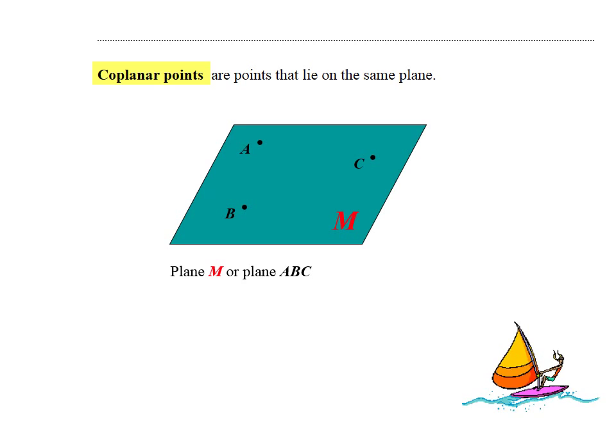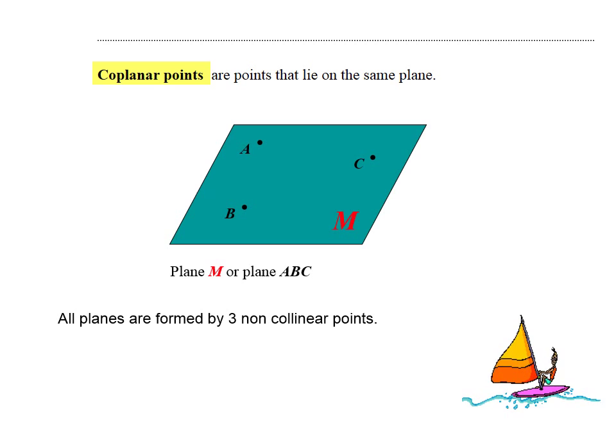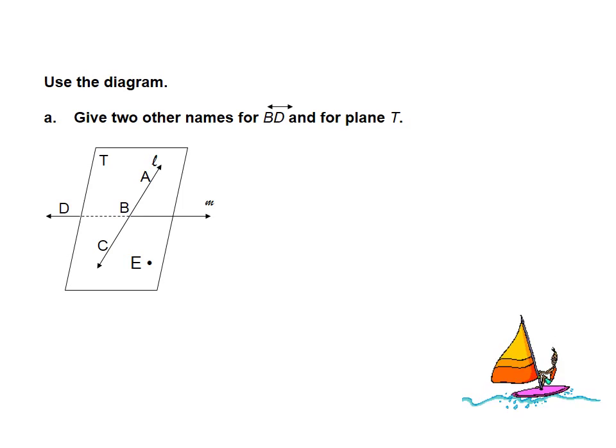The other way to name a plane is a capital letter with no point next to it. It's usually located in one of the 4 corners. In this case, it is an M. We use a capital letter to represent this name. So this is plane M or plane ABC. All planes, again, are formed by 3 non-collinear points.